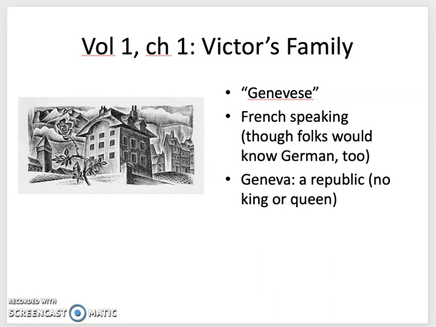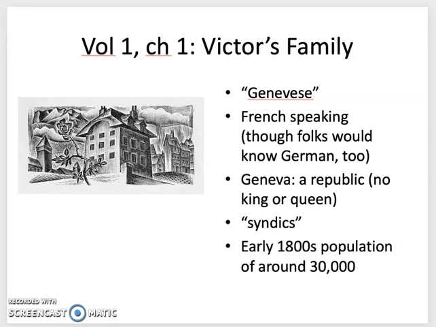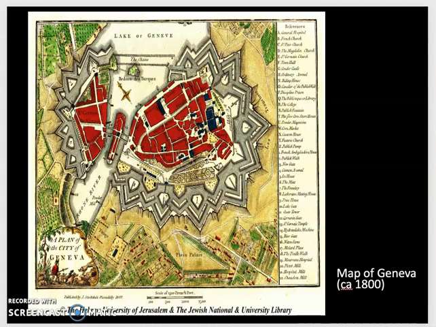Geneva was a republic. It had no king or queen. Victor talks about the syndics, so his family comes from a very prominent family, politically connected. They're not poor. And the early 1800s population of Geneva is around 30,000. So that's smaller than Morristown, Tennessee. Geneva, here's a map of it, just to give you a little bit of an image.